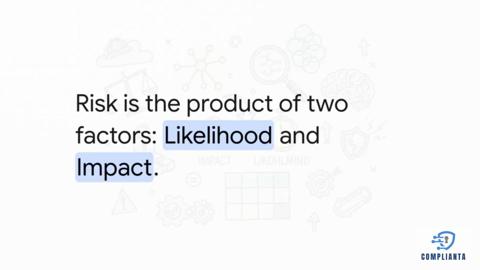You see, risk isn't just one thing. It's what you get when you multiply likelihood by impact. This is so important. You could have something that almost never happens, but if the impact is an absolute catastrophe, well, that's still a huge risk. On the other hand, you could have a little bug that pops up all the time, but if the impact is tiny, it's probably not your biggest worry.